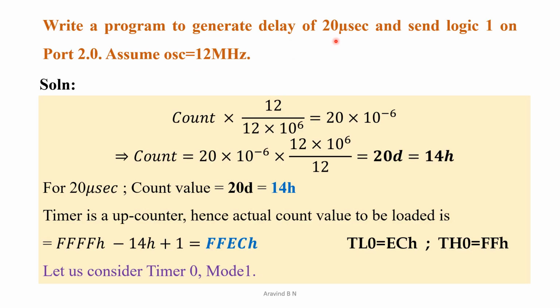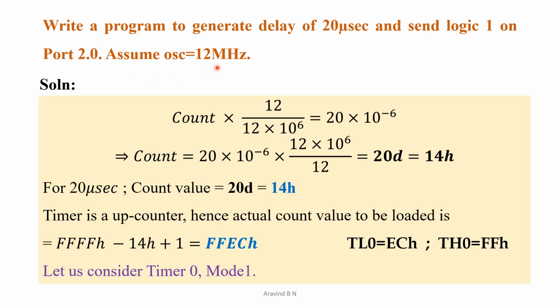So we need to create a delay of 20 microseconds. After that, we need to send a logic 1 signal on port 2.0. So we need not keep the program in an infinite loop. Once we do this, that is sufficient. And if you keep that in an infinite loop, it is still a correct program. Then what is the oscillator frequency?